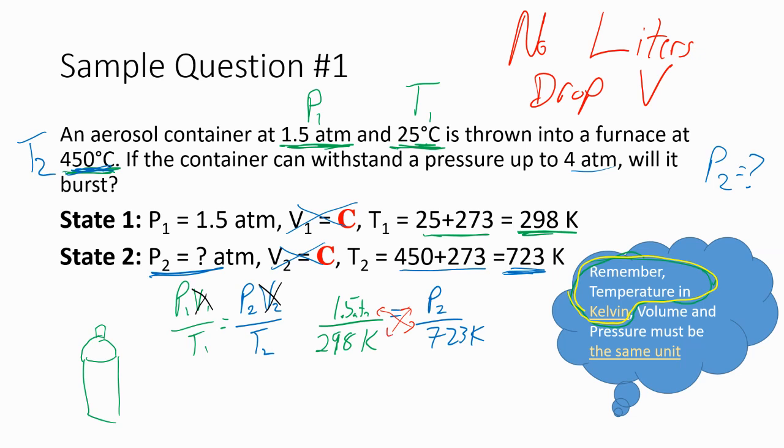So if I take the 1.5 and divide it by 298, I get 0.00503. So the green number becomes 0.00503, and that's going to equal P2 divided by 723 Kelvin. To isolate my x, I need to multiply by 723 on both sides. And that's how I get my answer.